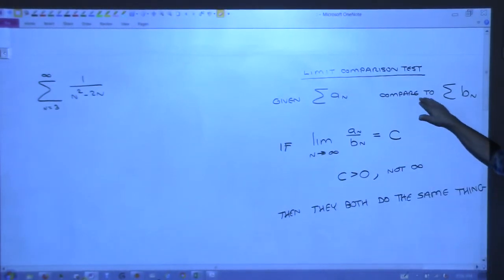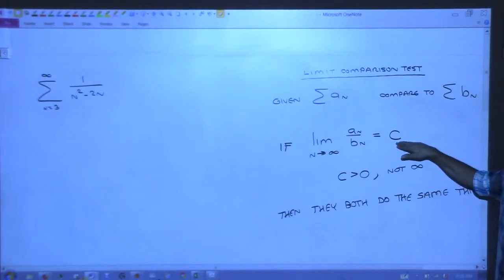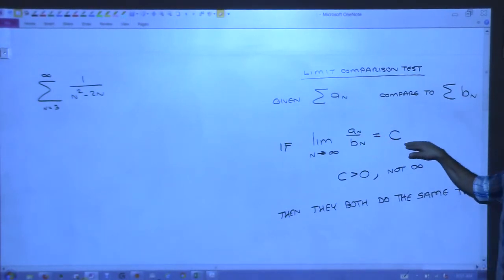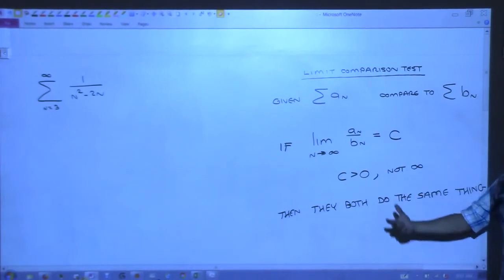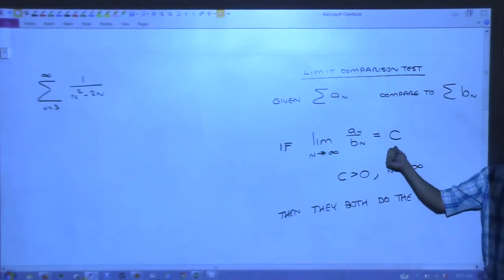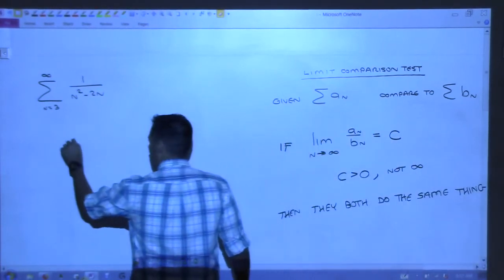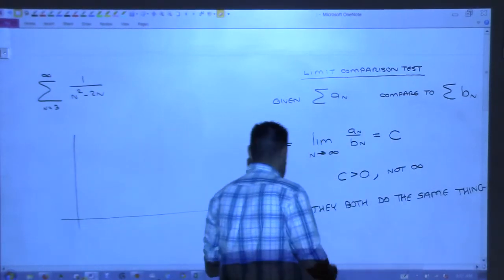So if you were comparing it to something and you knew what that did, let's say this was convergent, then you take this limit and get a constant, that's convergent. If this was divergent and you take this limit and get a constant, then that's divergent. Whatever one does, they both do, so long as this is true. Now, why does that work? Okay, so let me try and explain this.